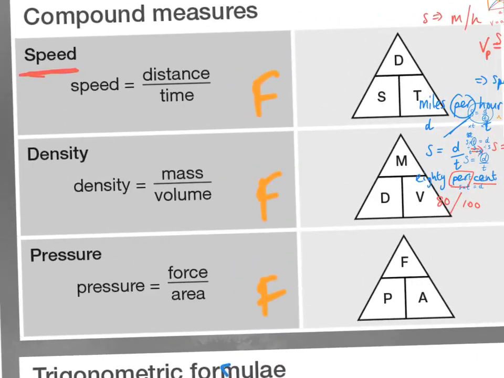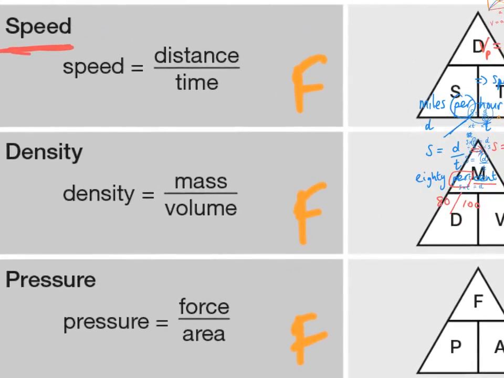Now, for density is mass over volume, try not to say it like that. Try and say density is how much mass you can cram into a certain volume. So mass per volume.